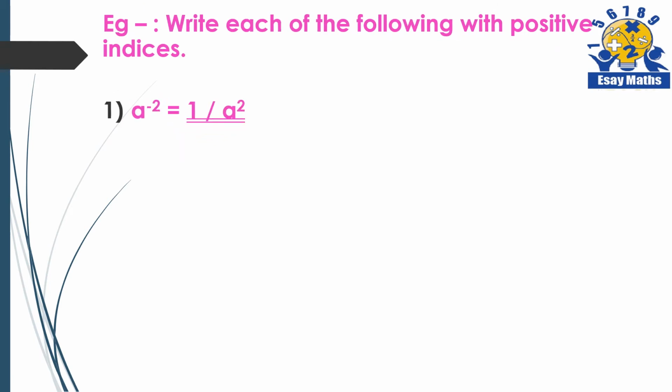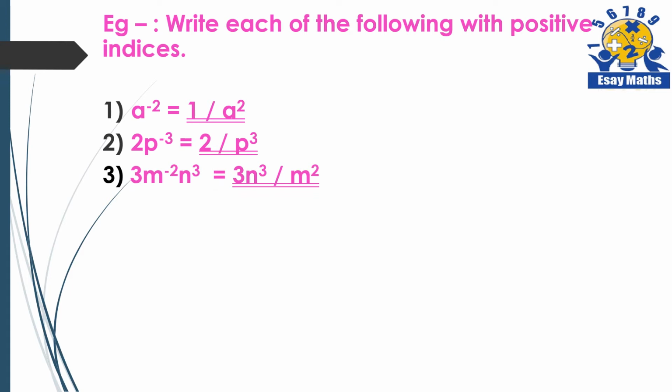Now we are going to do some examples. First one, a to the power minus 2. Now we are going to express it as a power with positive indices. It is a power with a negative index, so you should get the reciprocal. Then 1 over a squared. Second example, 2p to the power minus 3. Here 2 is with a positive power. Then we should convert p to the power minus 3 to a power with positive indices. You should get the reciprocal of p to the power minus 3. Then the answer is 2 over p to the power 3.